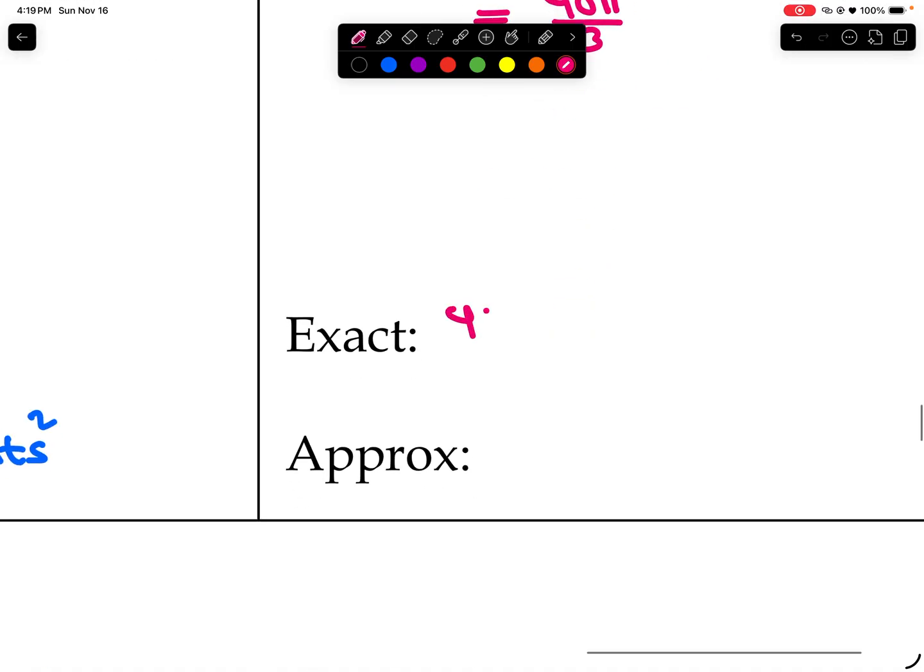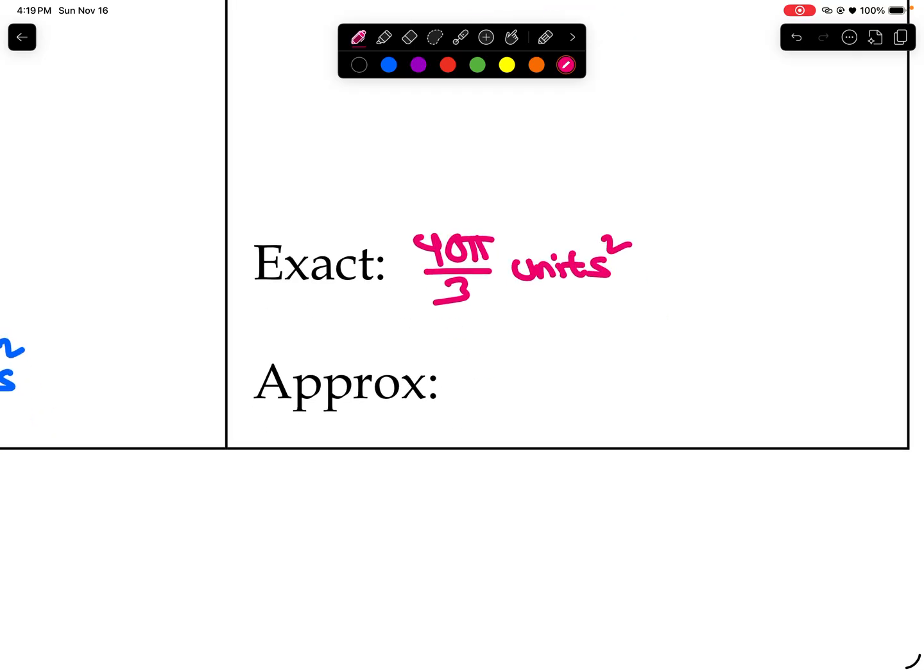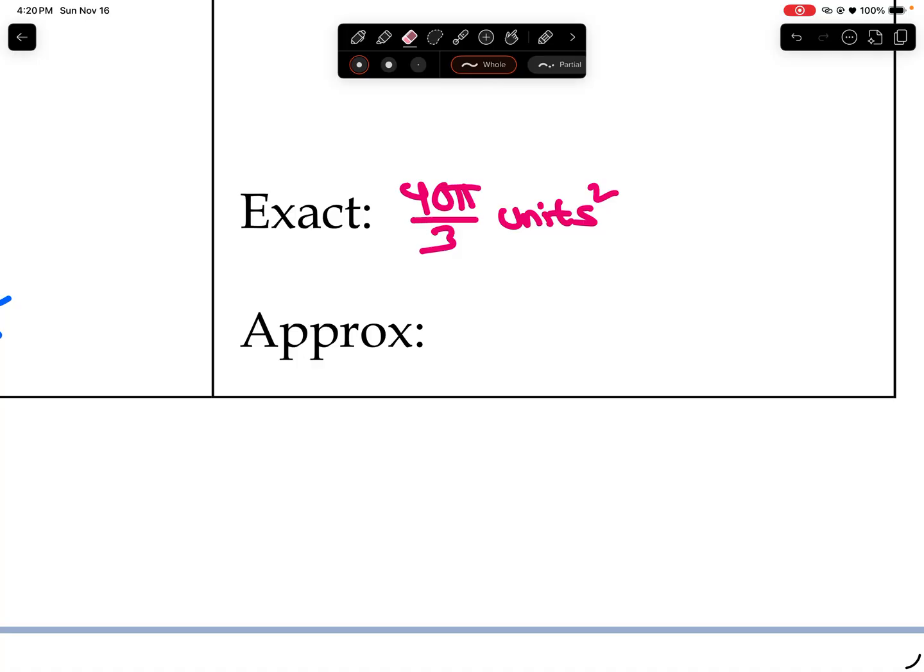So exact is going to give you 40 pi over 3 square units. And then 40 pi, whoops, which is going to give you 41.888 square units.